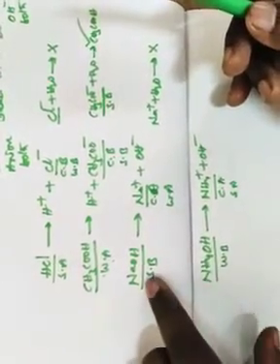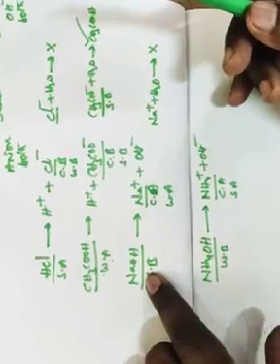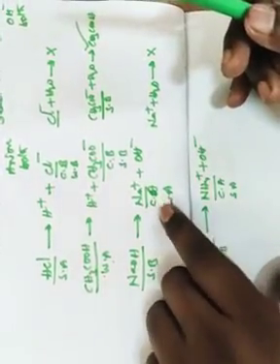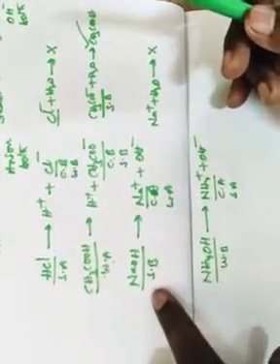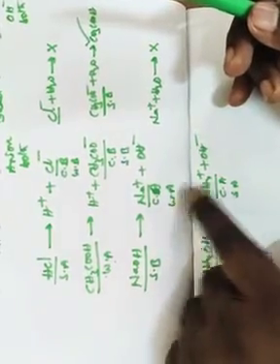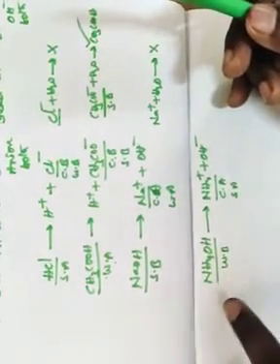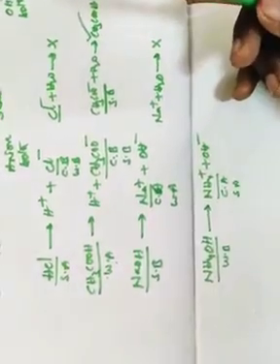Next one, NaOH is a strong base. So now this one can produce a conjugate acid. So the conjugate acid of a strong base acts as a weak acid. The conjugate acid of a weak base acts as a strong acid.